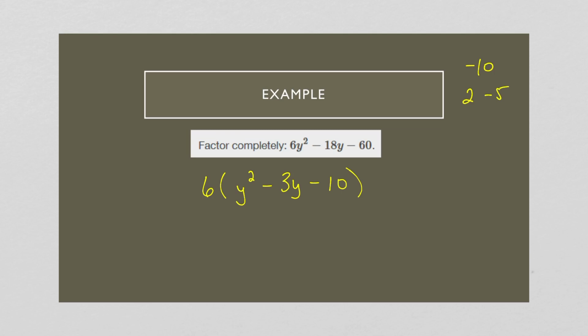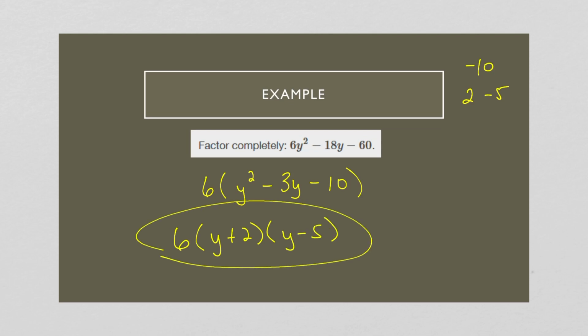Now remember, this 6 stays out front. So we're kind of ignoring the 6, but it is there. But when your leading coefficient is 1, you don't have to go through that whole rigmarole of rewriting your middle term. When it's 1, then you can just rewrite your factors using these terms. So what I mean by that is we could just write this as y plus 2 and y minus 5. And we're done.